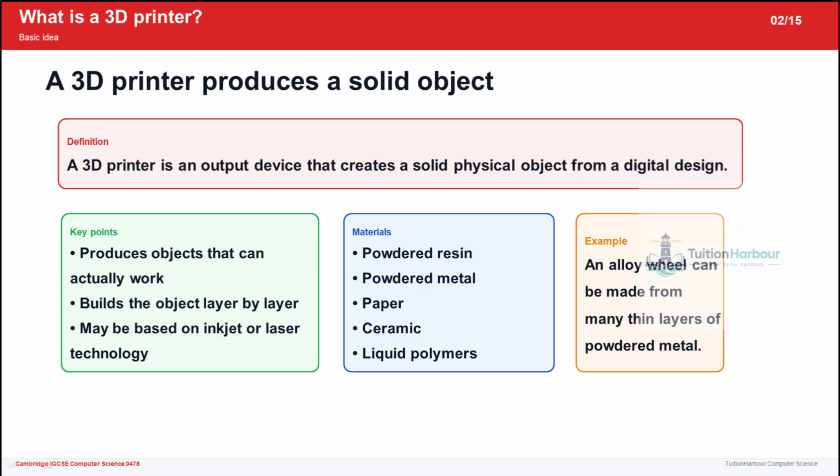What is a 3D printer? A 3D printer is an output device that creates a solid object from a digital design. It builds the object using many thin layers. Materials may include resin, metal, paper, ceramic, or liquid polymers.